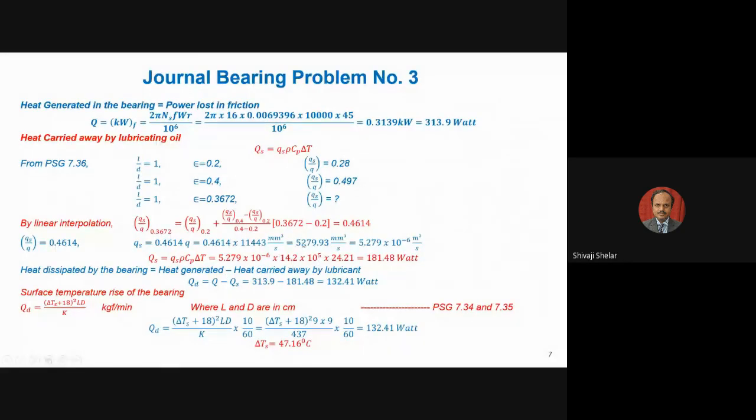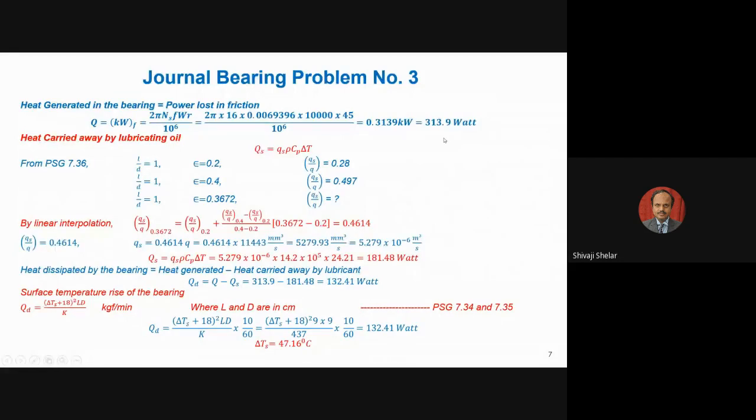This rho Cp product should be in terms of Newton per meter square. So 14.2 is this product value, but converting into Newton per meter square, you have to convert by 10⁵ because it is in kgf per centimeter square. So we are multiplying by 10⁵. Delta T is in the previous slide. So from this we found the heat carried away by lubricant oil is equal to 181.48 watt.